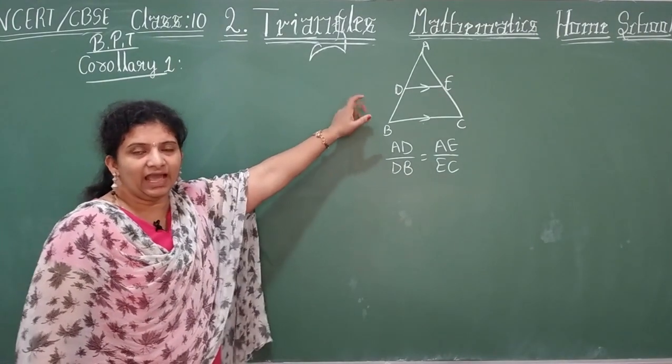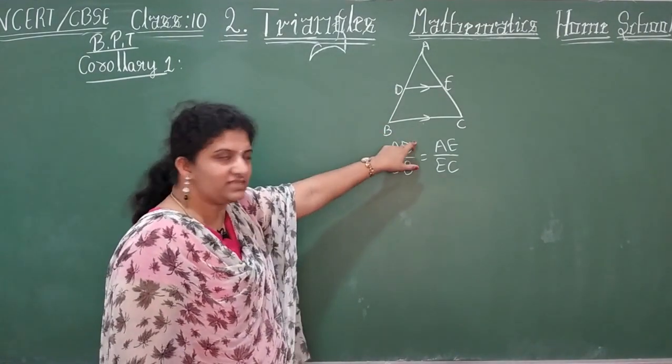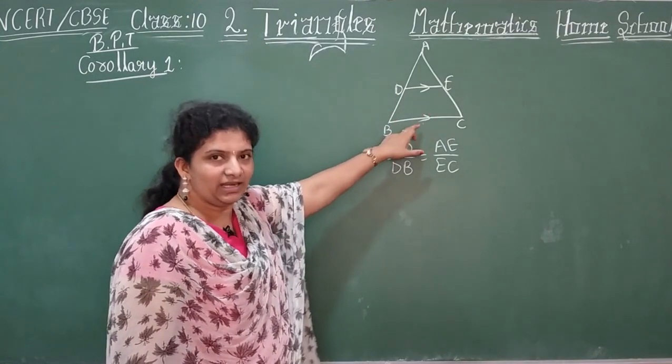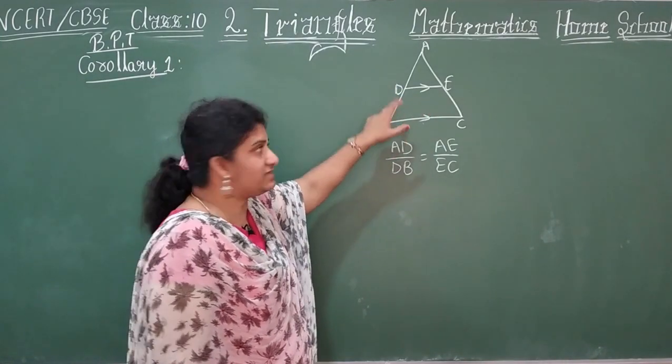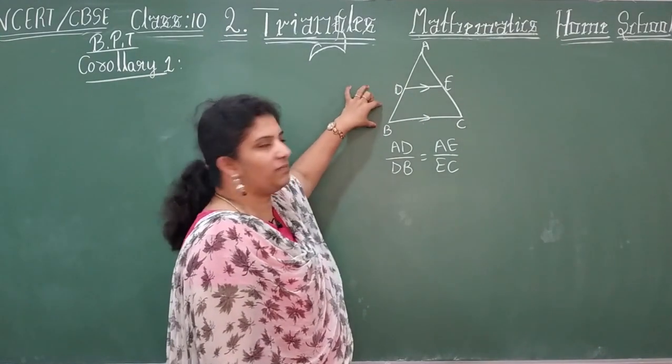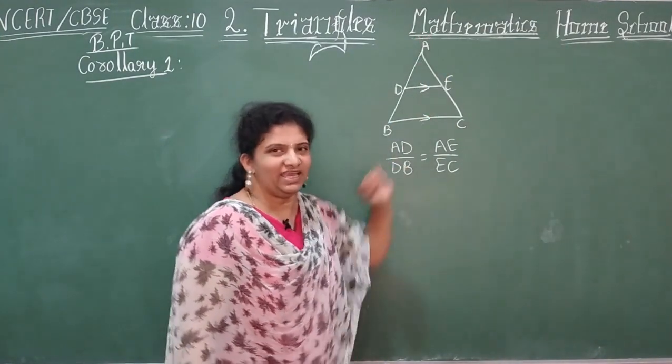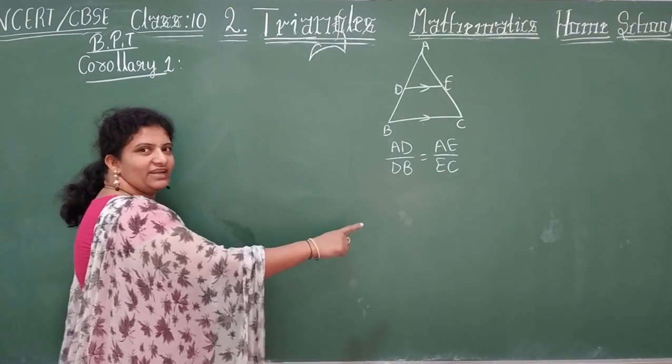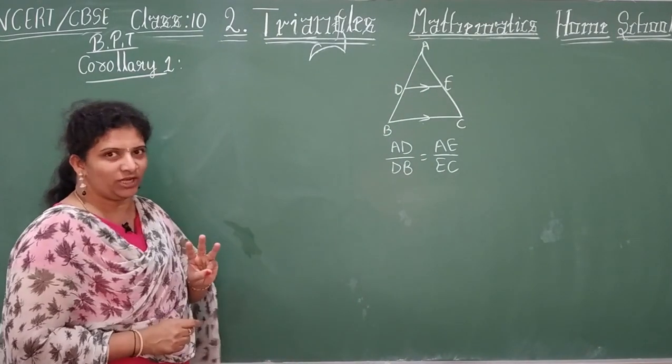Consider a triangle and draw a line which is parallel to the base. Consider a line DE parallel to BC. It makes the other two sides in proportion. That is AD by DB is equal to AE by EC. So by that ratio, we are going to do the 3 corollaries, right?